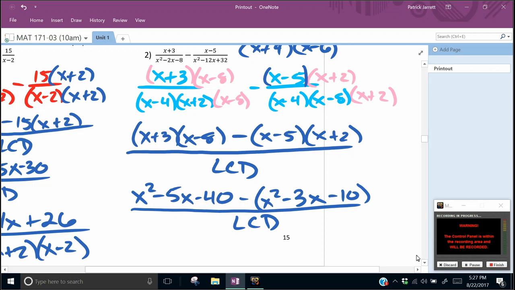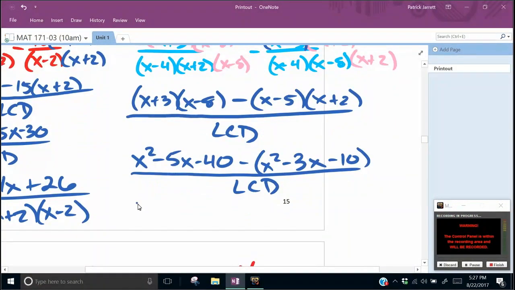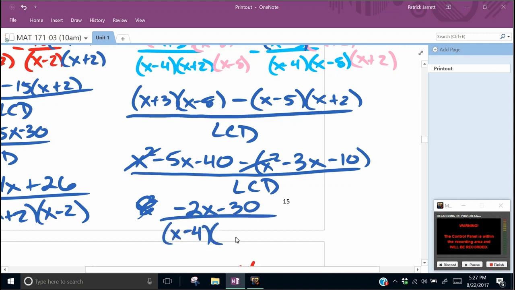And simplifying that, because we have to negate everything inside of there, you have x squared minus x squared, which you can just get rid of, negative 5x plus 3x, which becomes negative 2x, negative 40 plus 10, which will become negative 30, over that giant LCD of x minus 4, x plus 2, x minus 8.